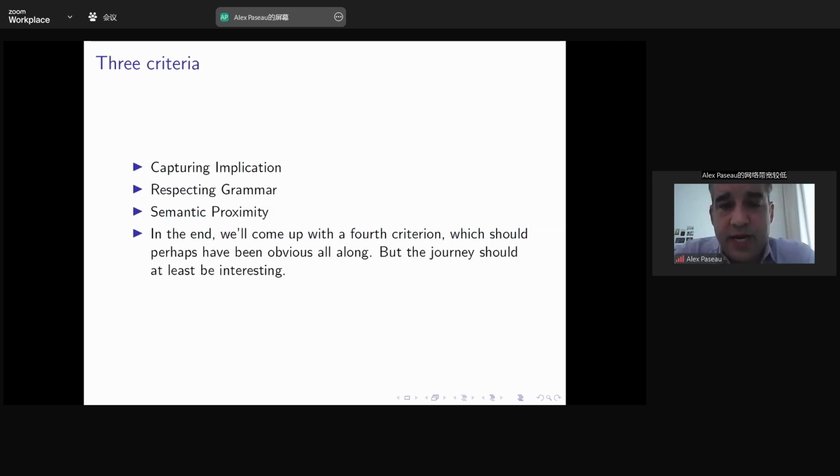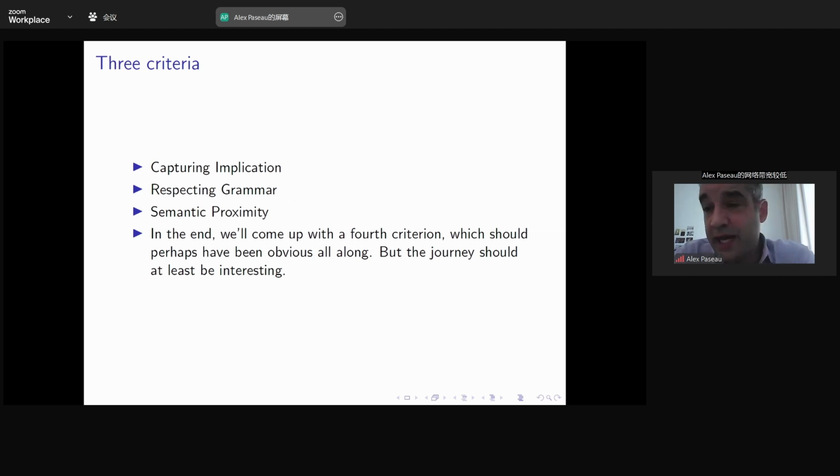So the three criteria I want to focus on and want to stress are the following: capturing implication, respecting grammar, semantic proximity. Those three. And I will explain slowly, and I hope patiently, what those three criteria are. And I'm going to judge certain formalizations and certain logics according to these criteria.